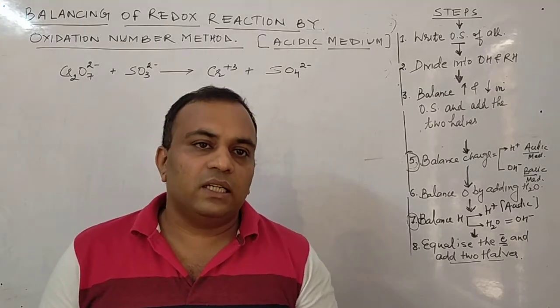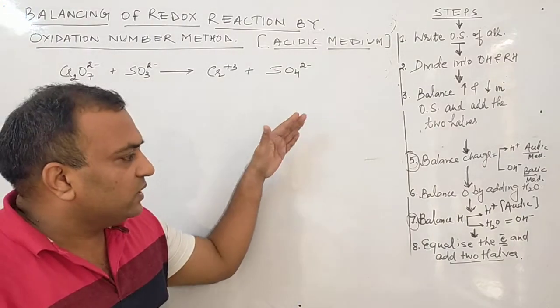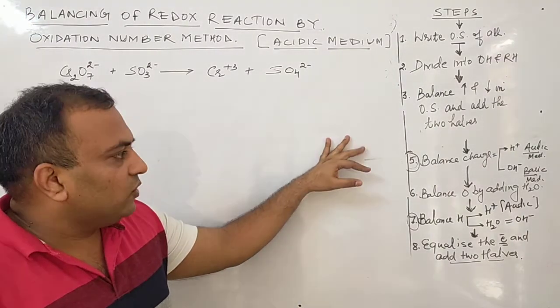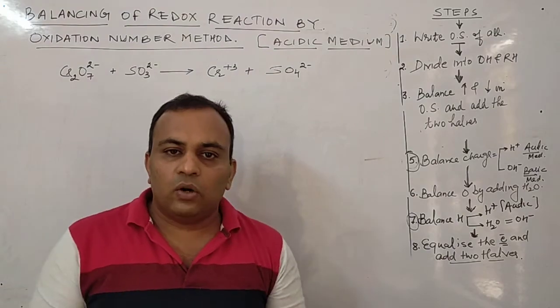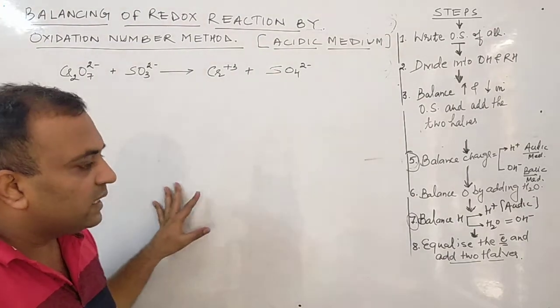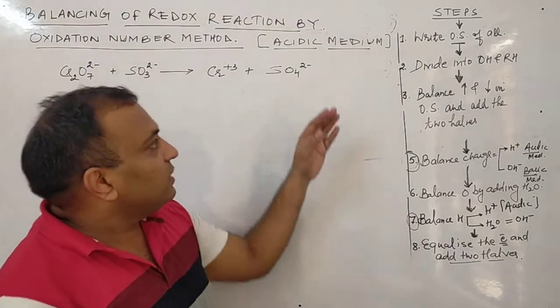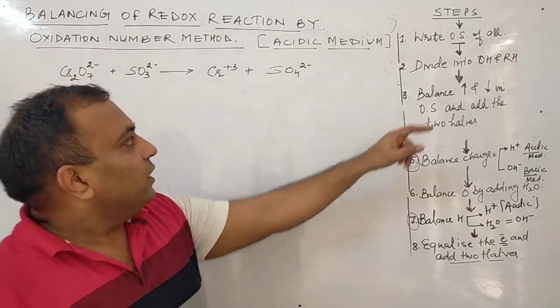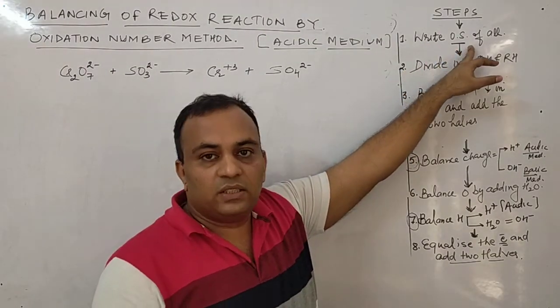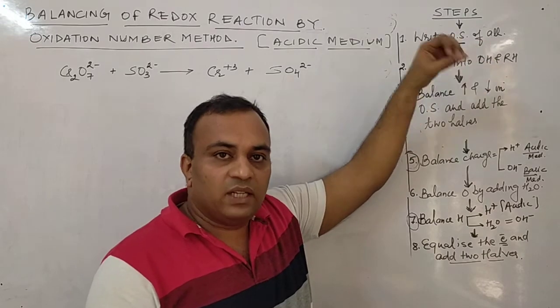With a little difference that this oxidation number method is quite a smaller method and ion electron method is quite a bigger method. That is the only difference. But in both the cases, the result comes out to be same. Now first we will see what are the main steps of this. First you have to write the oxidation state of all the species, all the atoms and ions.